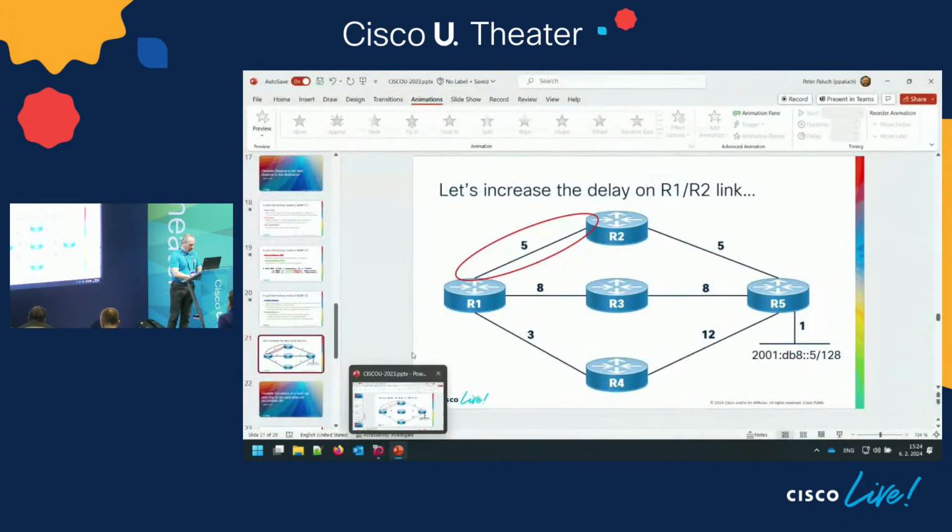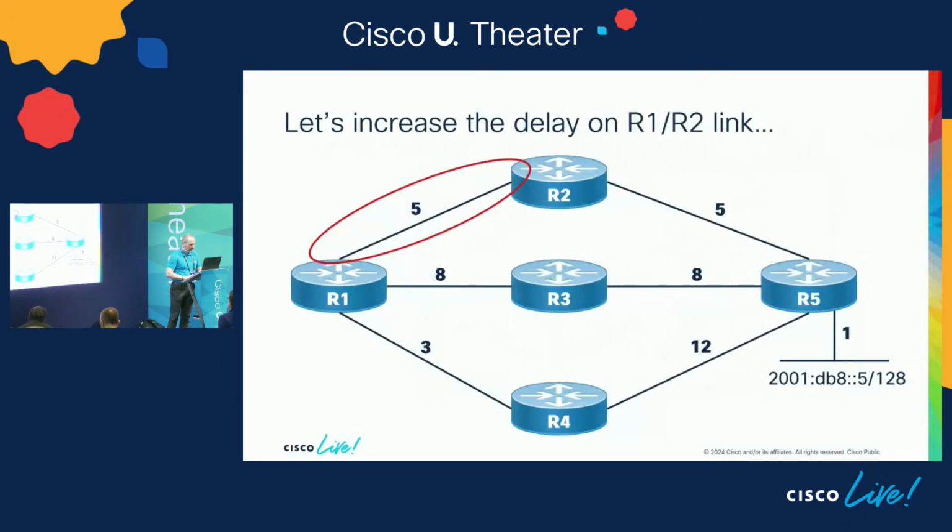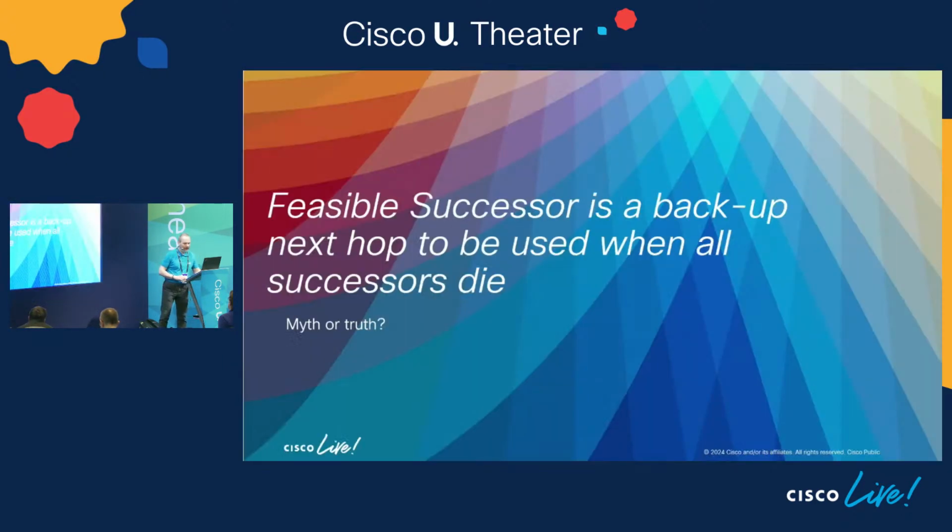Coming back to the slide deck. Just keep this information for a while and set it aside. And let me ask you about this. Feasible successors. They are immediate replacements for next hops. So if the next hop dies, the feasible successor kicks in. Who thinks this is true? A couple of people do. Who thinks this is false? Nino does. Okay. Let's see where the truth is.